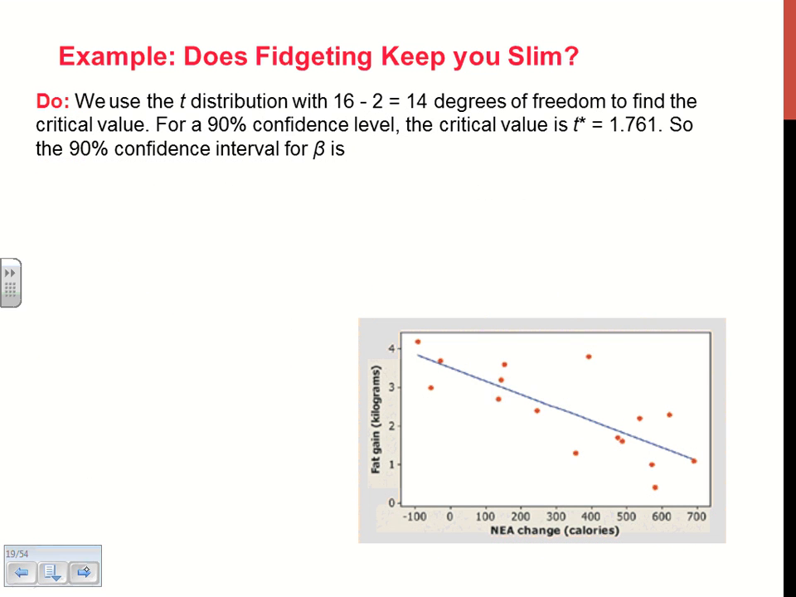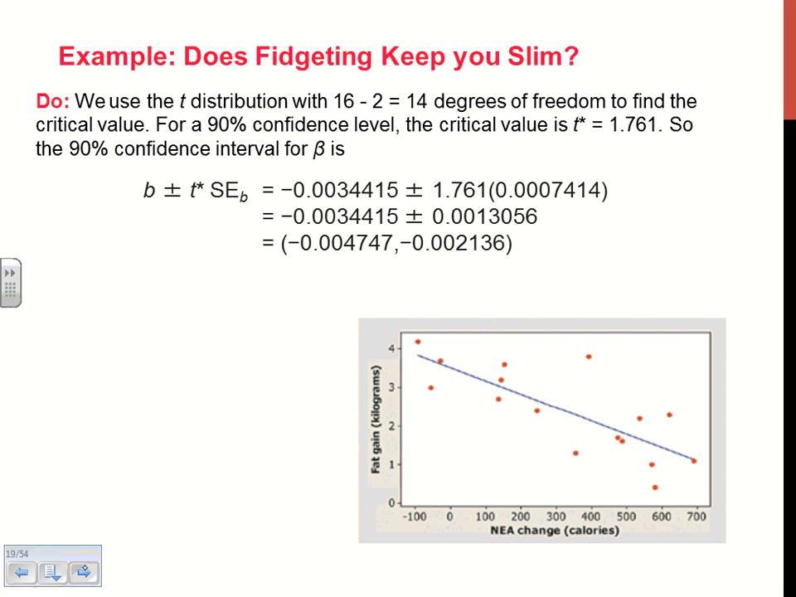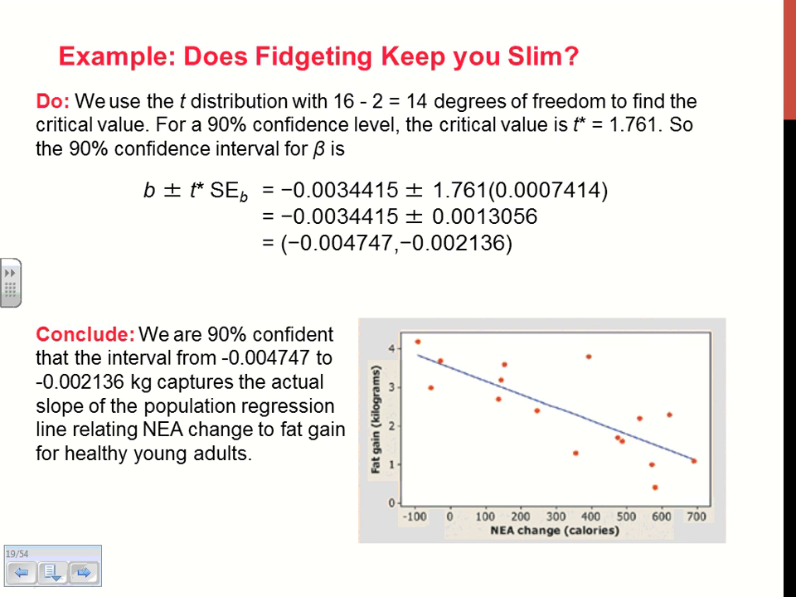All right, moving forward. So doing all the math behind that and getting to this interval, we can conclude we are 90% confident that the interval from those two values in kilograms captures the actual slope of the whole population regression line relating the net energy activity change to fat gain for healthy young adults.